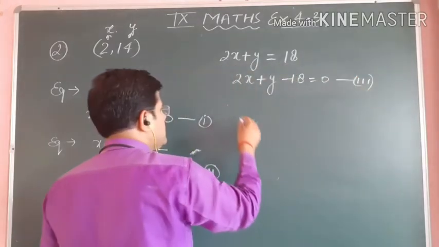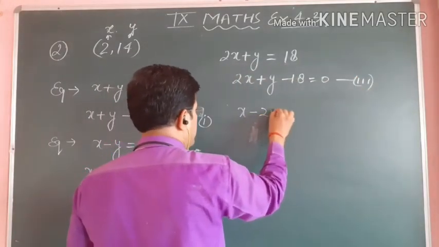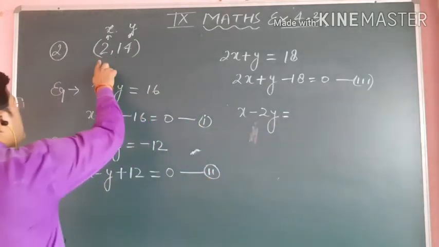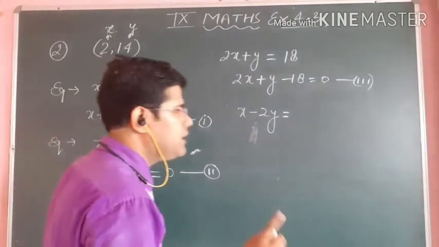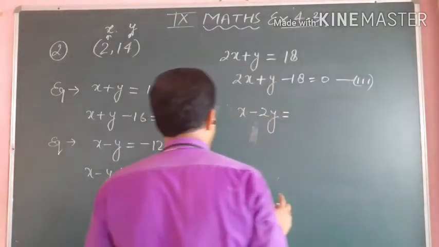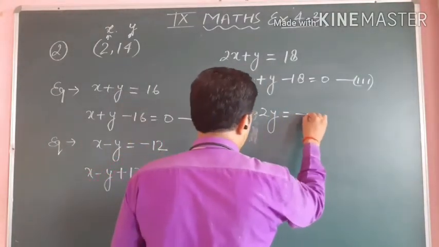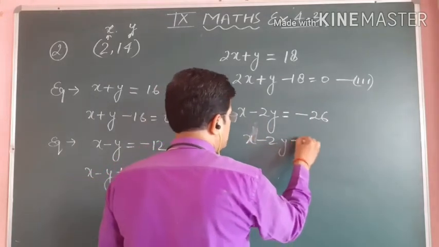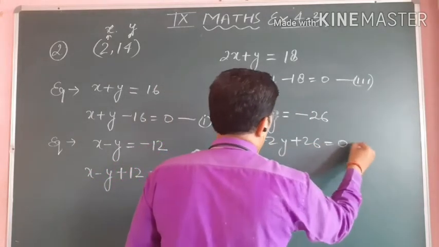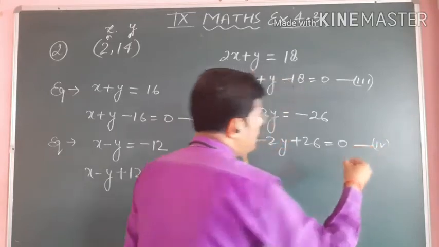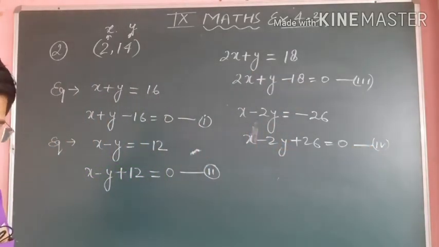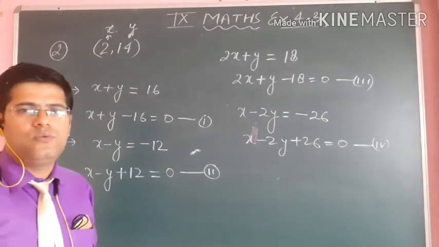If you want the next one, then x minus 2y. It means x is 2 and 2y is 28. 28 must be subtracted from 2. It will become minus 26. And transposing it, x minus 2y plus 26 equal to 0. So by giving one solution, you can write as many equations as you want.